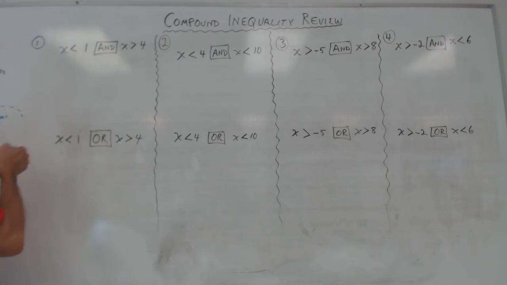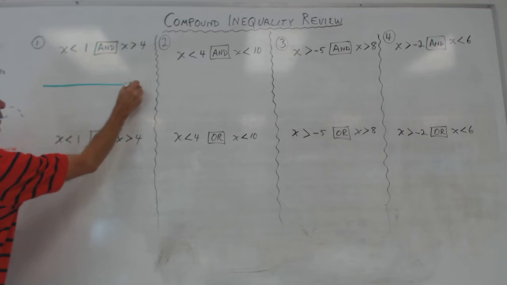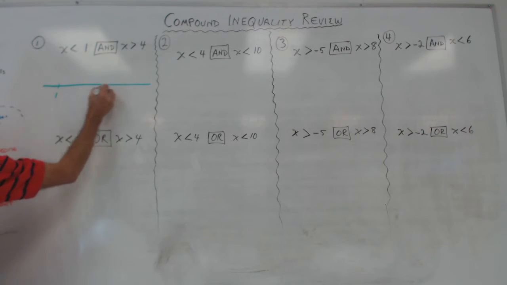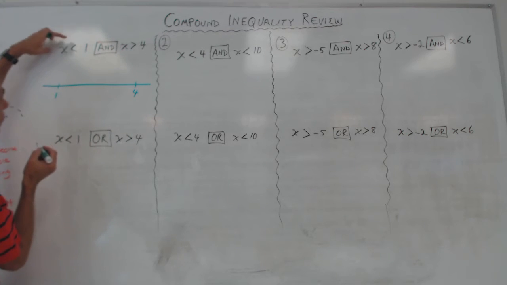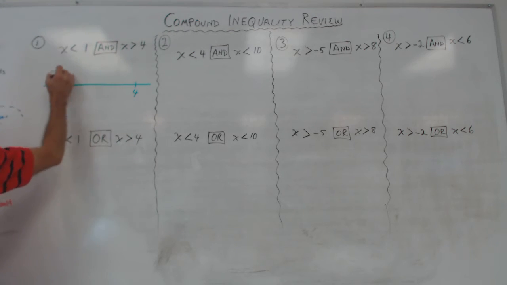is greater than 4. And so what I do is I take my number line, and I have a 1 here, and I have a 4 here. And above the number line, I'm going to graph this one. X is less than 1. So here's 1, and it does not equal, so it's less than, it's an open circle, and it goes to the left.